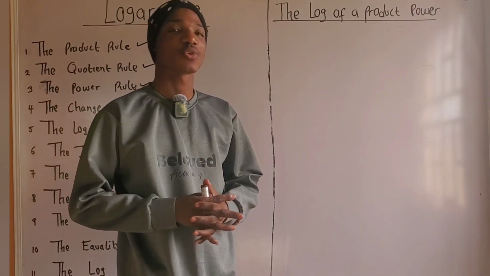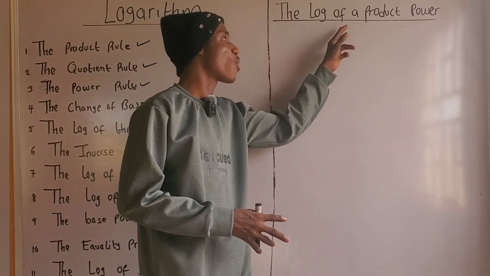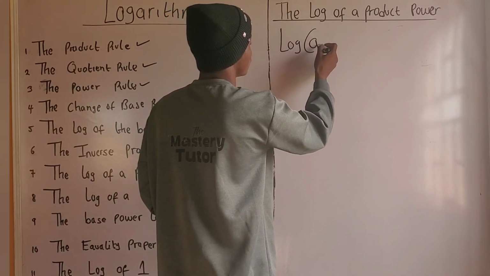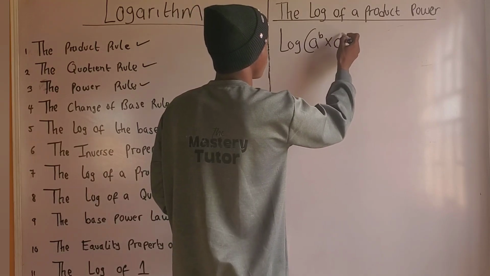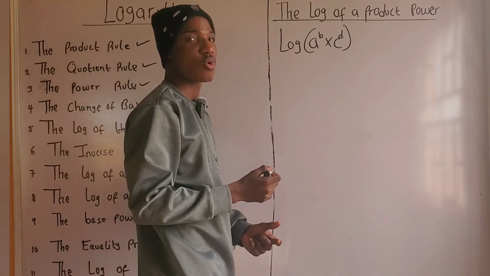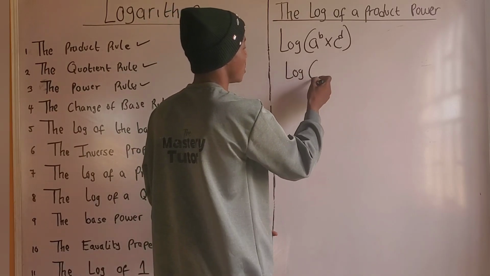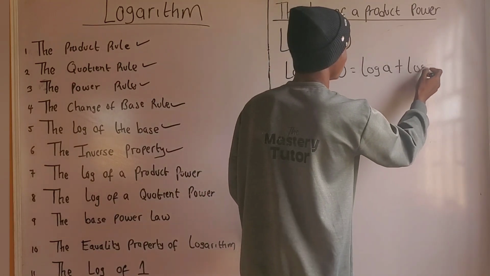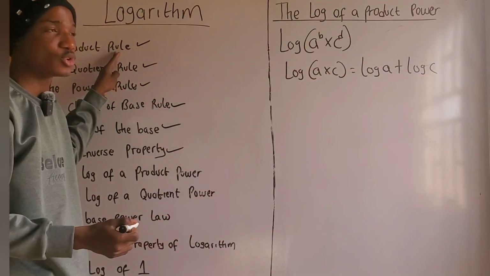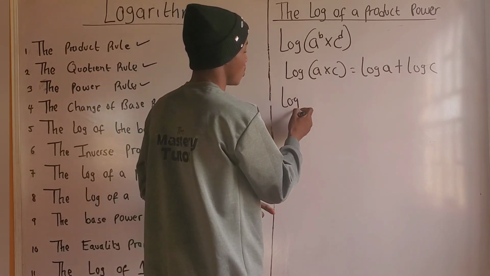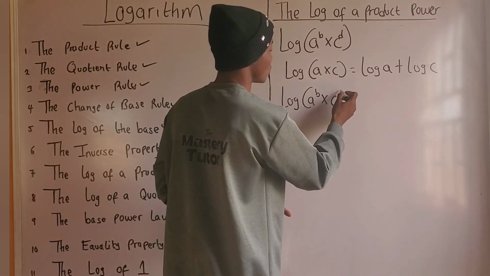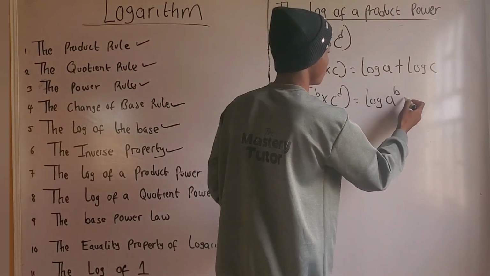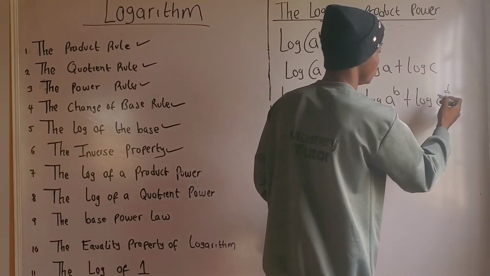Now, another important law of logarithm that we are going to look at is the log of a product power. Let's say you have log a raised to the power of b times c raised to the power of d. According to this law, do you know that if you have log a times c, this will be equal to log a plus log c, according to the product rule of logarithm? Now we are having log of a raised to the power of b times c raised to the power of d. This will be equal to log a raised to the power of b plus log c raised to the power of d. Do you know?